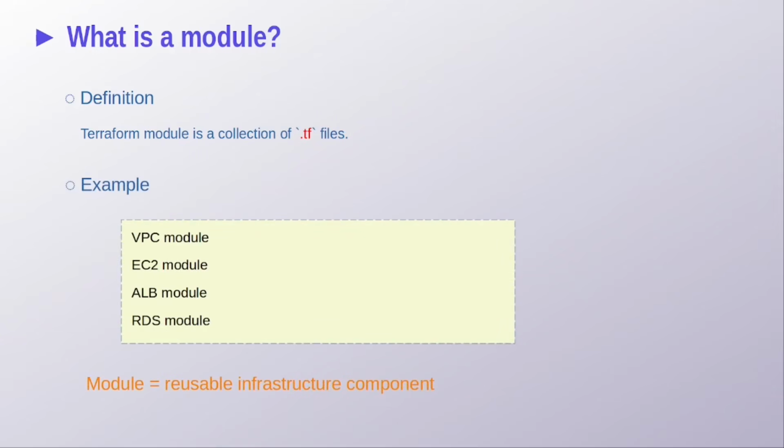Common real modules include VPC module, EC2 module, ALB module, RDS module. Here is the simplest way to think about it. If a Terraform resource is like a bullet, then the Terraform module is a reusable gun. You don't rebuild the gun every time. You reuse it. That is the mindset.